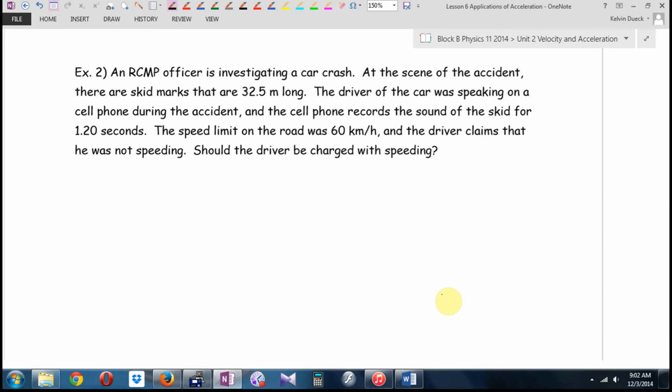Measure that with a tape measure very easily. And in this day of distracted driving, it turns out the driver of the car was speaking on a cell phone during the accident, and the cell phone records the sound of the skid for 1.2 seconds. The speed limit on the road was 60 kilometers per hour. The driver says, I wasn't speeding. Can the RCMP charge him? Ooh.